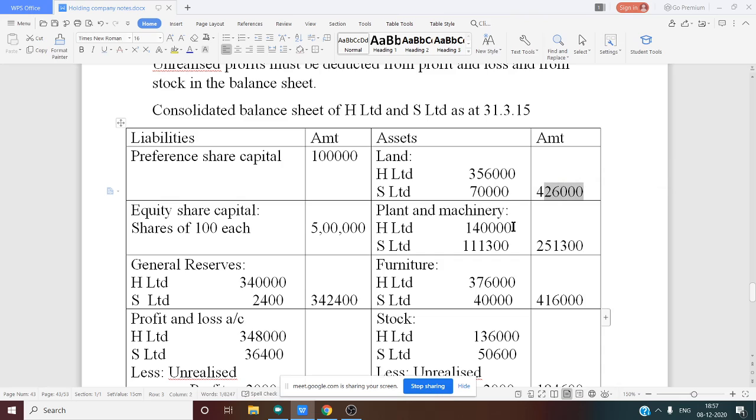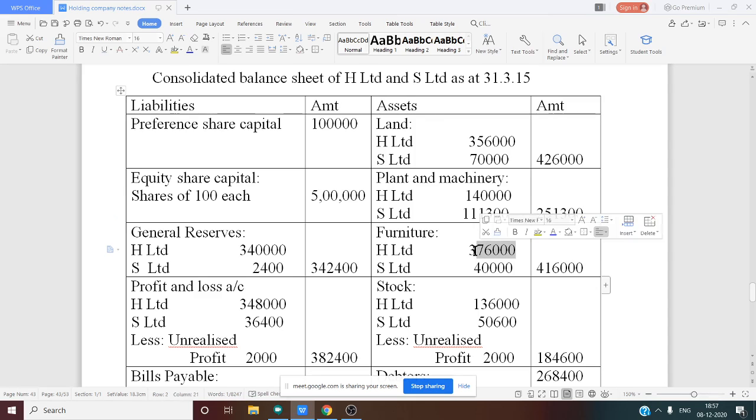And plant and machinery. Plant and machinery of the holding company given in the balance sheet is 1,40,000. Subsidiary company after revaluation, plant changes to 1,11,300. So total plant is now 2,51,300. Furniture. Furniture of the holding company is given in the balance sheet. Subsidiary company is also given in the balance sheet. No adjustment. Directly combined amount 4,16,000.